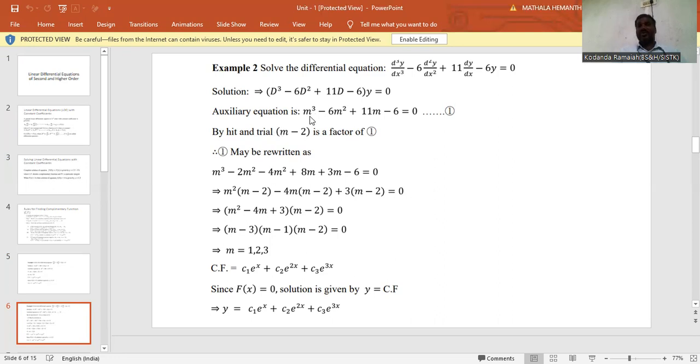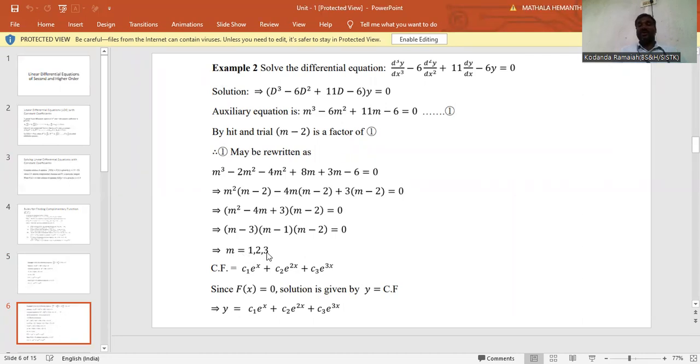So put m equals 2 in this equation, definitely the value will be 0. So using m equals 2, by synthetic division or the substitution method, any one of them, we get m square into m minus 2 minus 4m into m minus 2 plus 3 into m minus 2 equals 0. That can be simplified to m square minus 4m plus 3 into m minus 2 equals 0. That can be written as m minus 3 into m minus 1 into m minus 2 equals 0. Totally, the roots are m equals 1 comma 2 comma 3.